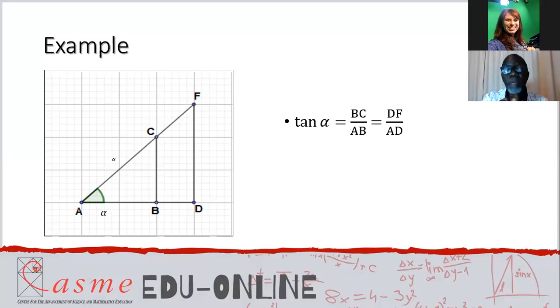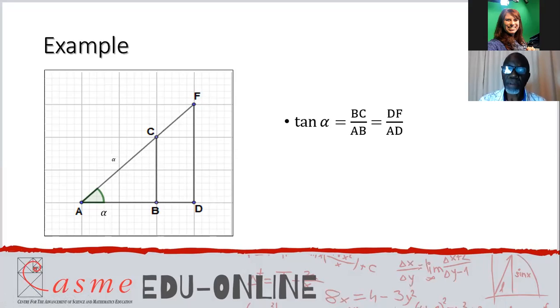Now, what I want you to note here is that these two triangles are similar. And I'm sure in grade 9 you learned that whenever you've got similar triangles, the ratios of corresponding sides are proportional. As you can see, CB over AB is equal to DF over AD. And that gives us the tangent of the angle alpha.